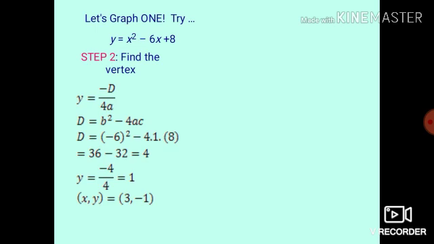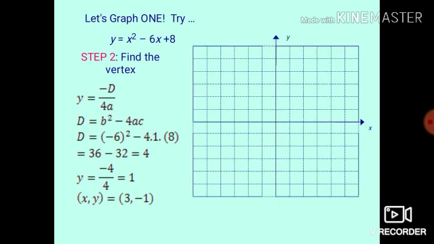So the vertex is (3, -1). Look at this Cartesian diagram. The location of the vertex (3, -1).